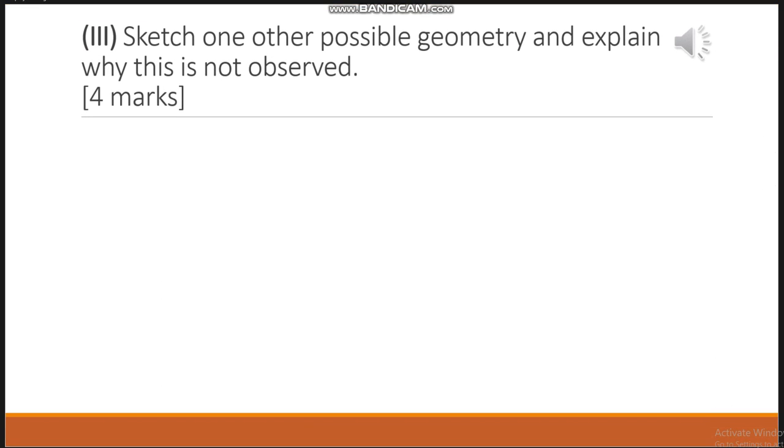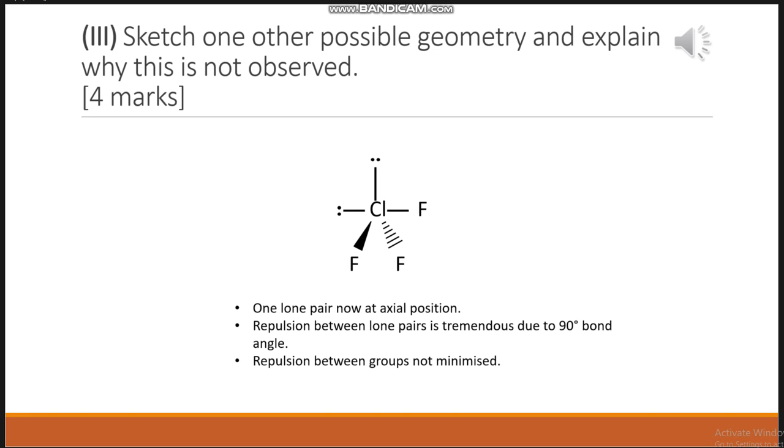In part 3, we are asked to sketch another geometry and explain why this is not observed. On this arrangement, we see that one of the lone pairs has been moved from its equatorial position to an axial position, reducing the bond angle from 120 degrees to 90 degrees. This reduced bond angle increases the repulsion between the lone pairs, and so the repulsion within the molecule is not as well minimized as within the previous structure.